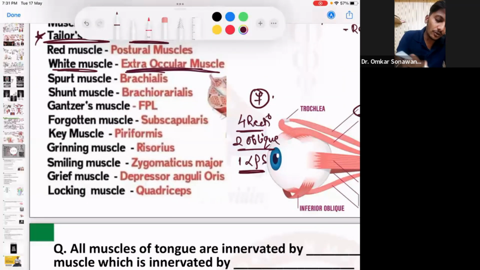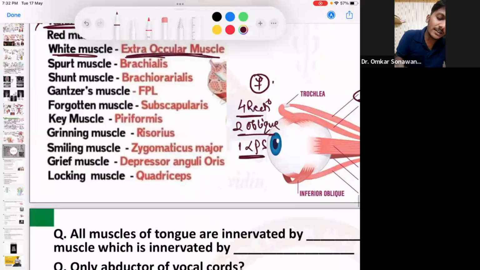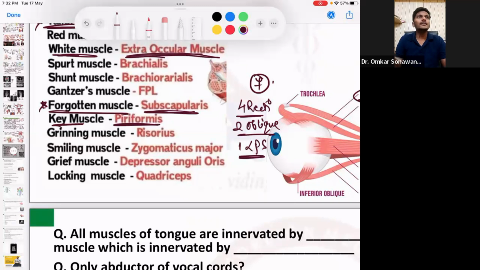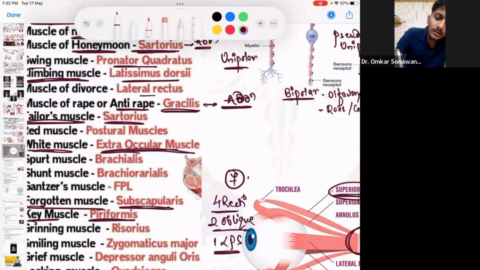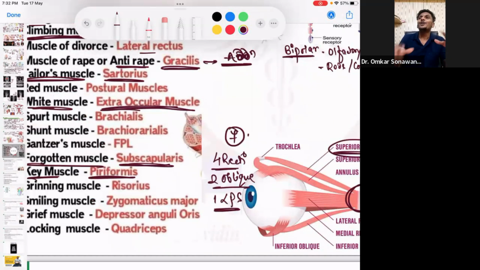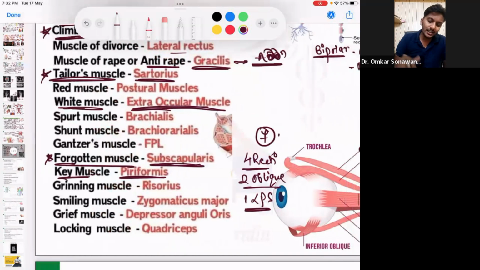The spurt muscle is brachialis, leave it. The shunt muscle is brachioradialis, leave it. Ganser's muscle is flexor pollicis longus. Important: the forgotten muscle is subscapularis. The key muscle is piriformis, because it divides the greater and the lesser sciatic notches properly. So important, PINT and PIN. PINT are the structures which pass from the lesser sciatic notch, and PIN are the structures which pass from the greater sciatic notch. So all of that is there.